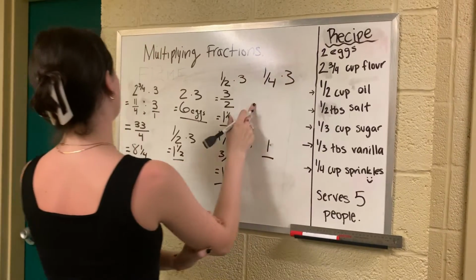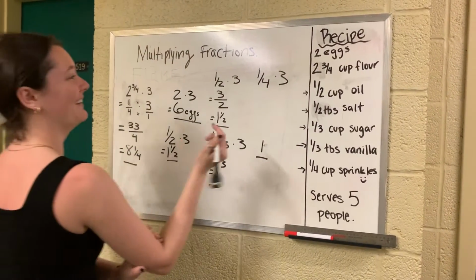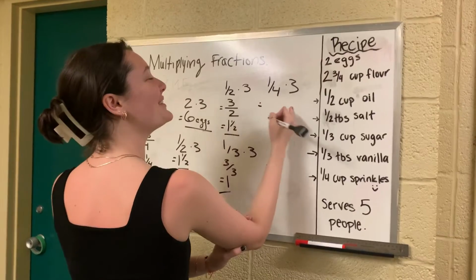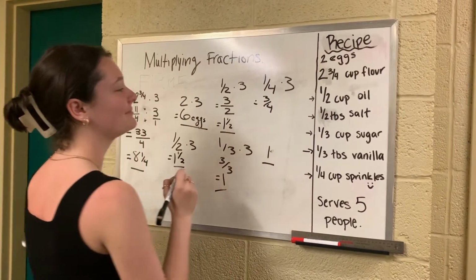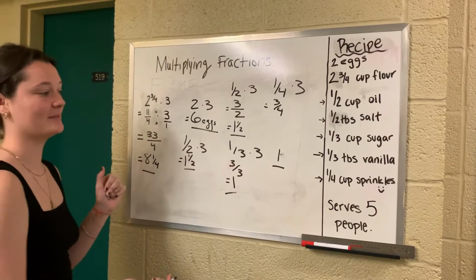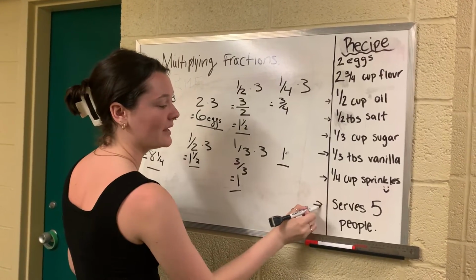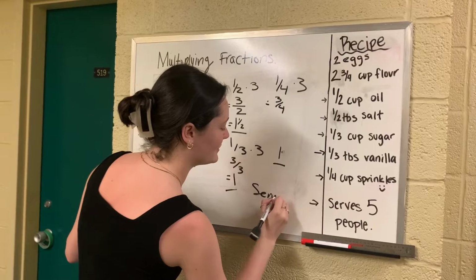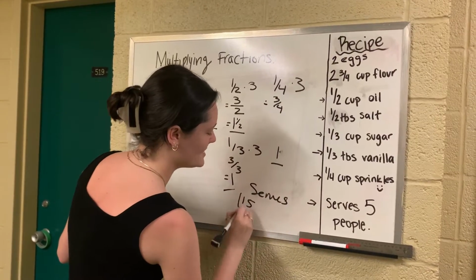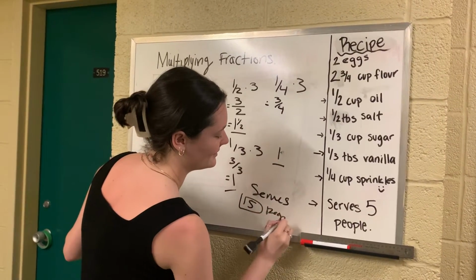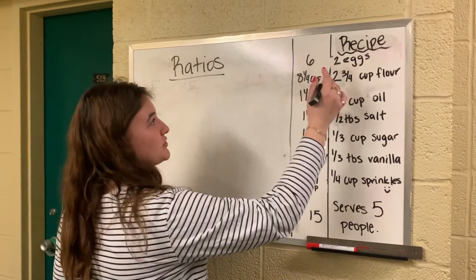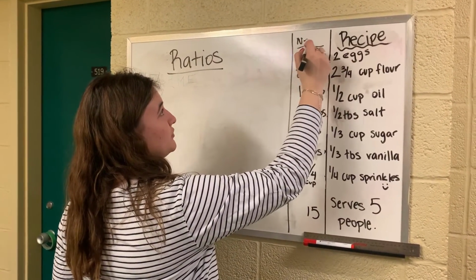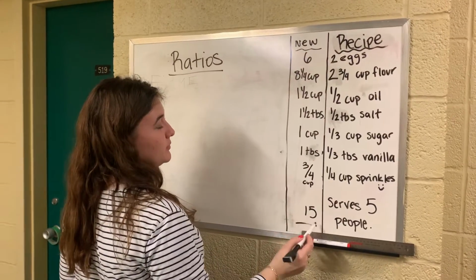1/4 times 3, let's just make sure we haven't already done it. Okay. 1/4 times 3 is 3/4. And now we have converted a recipe to one that serves 15 people. So now we have our original recipe and our new recipe that serves 15 people.